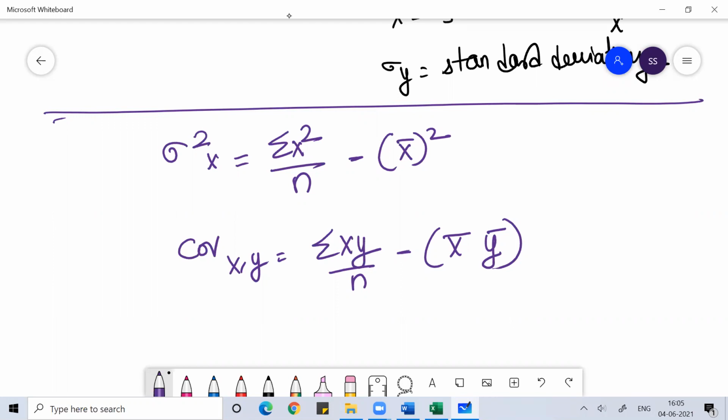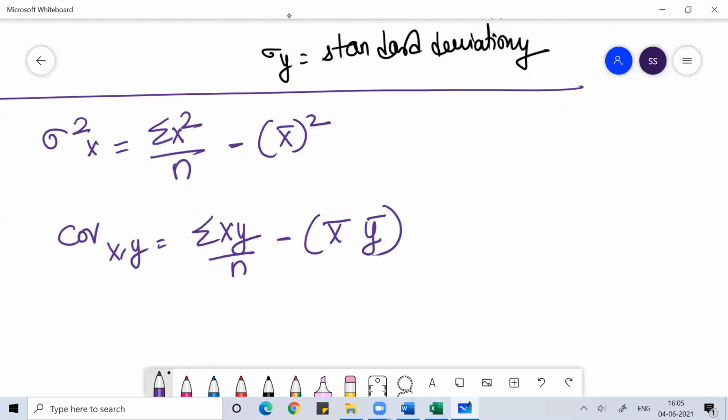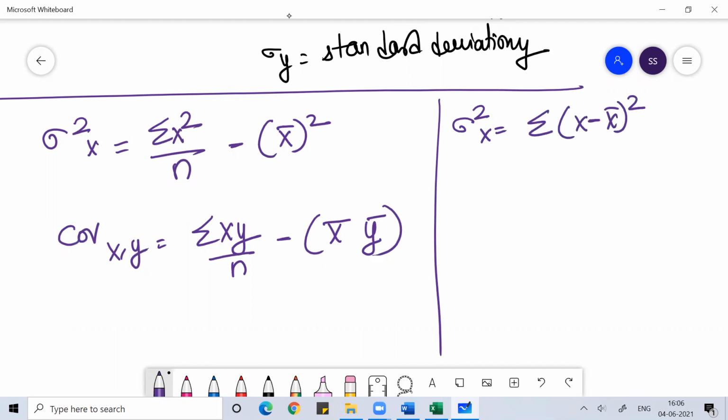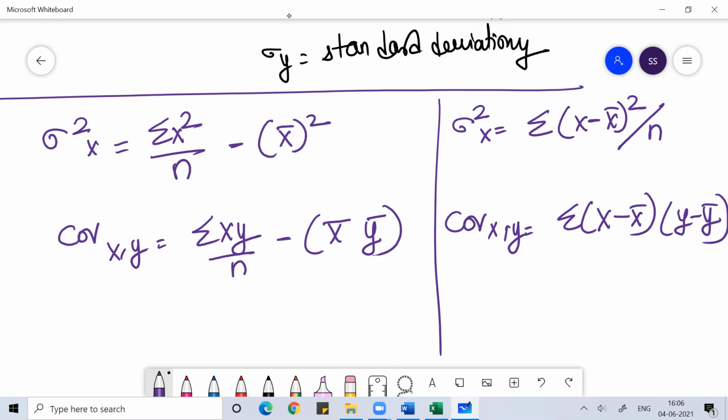This is the covariance between x and y. The term covariance comes into the picture whenever you have two variables. Okay, this is one formula. This way you can understand. The other way, you know the formula of variance of x is equal to summation of x minus x bar whole square by n. Similarly, the covariance between x and y is equal to summation of x minus x bar into y minus y bar divided by n.